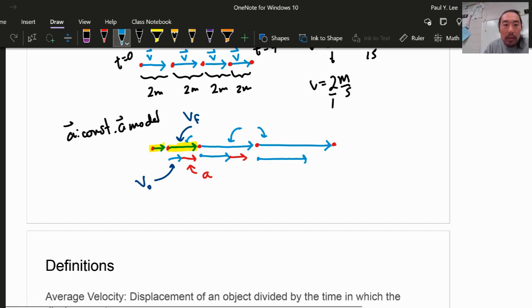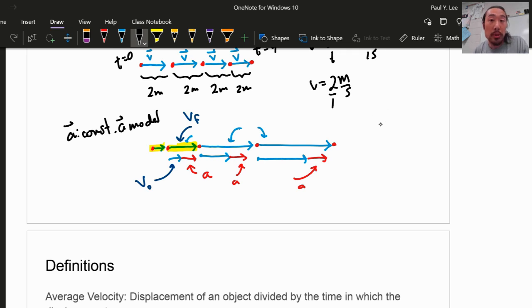I want you to look at that. My acceleration across all time points, we have the same acceleration, which just tells us that our velocity is changing by the same amount. So, that's what it looks like in terms of vectors, but it's going to be a little bit easier if we associate numbers with it.